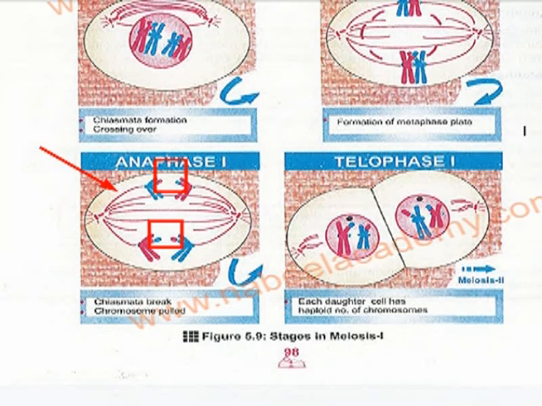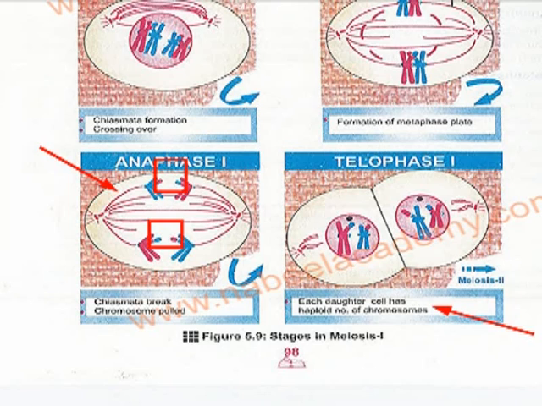Then comes the telophase. Each daughter cell has a haploid number of chromosomes. See, where is the haploid number? You see, what happens is that these will get separated from each other in meiosis 2. Now you will study the other steps in meiosis 2.